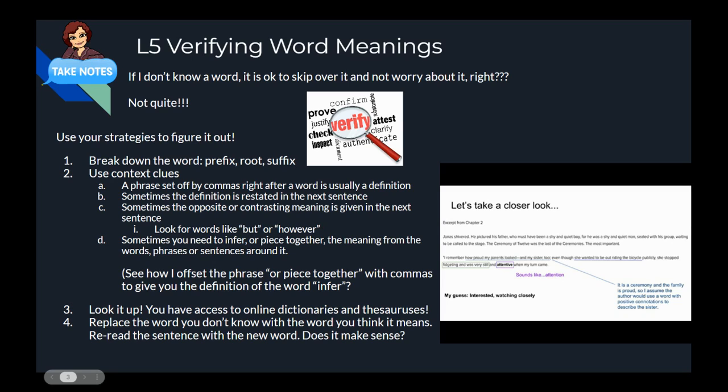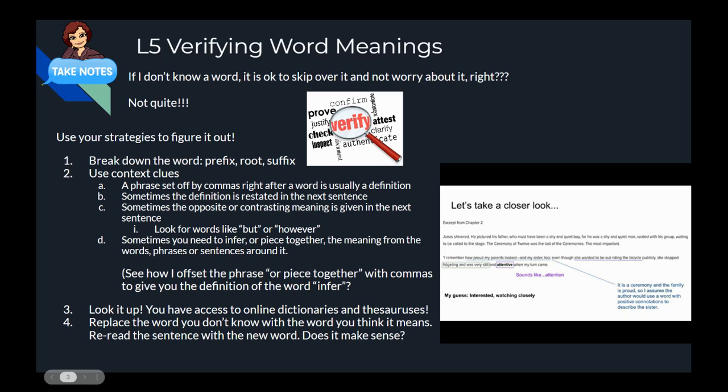So I could plug that in. She stopped fidgeting and was very still and interested when my turn came. That fits. Or watching closely. She stopped fidgeting and was very still and watched closely when my turn came. So when I fill both of those in, I actually think watching or watch closely is probably the best educated guess for what the word attentive means.